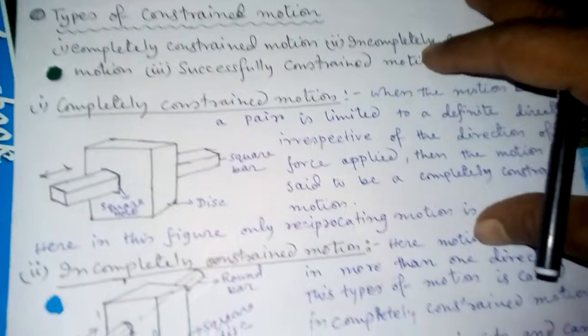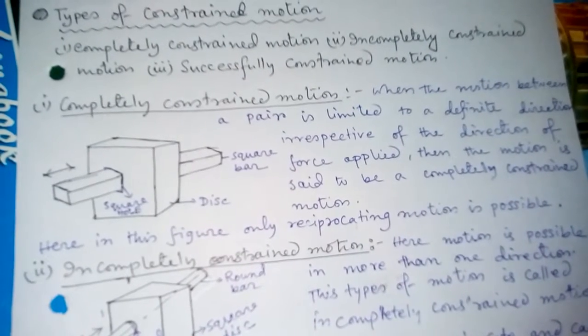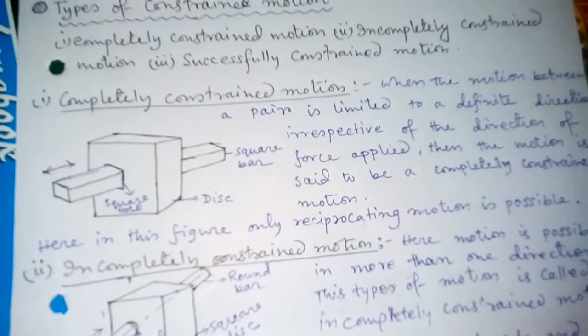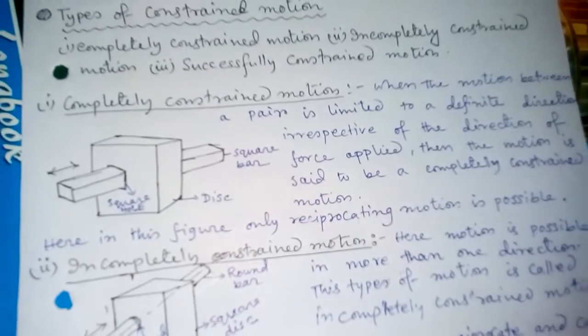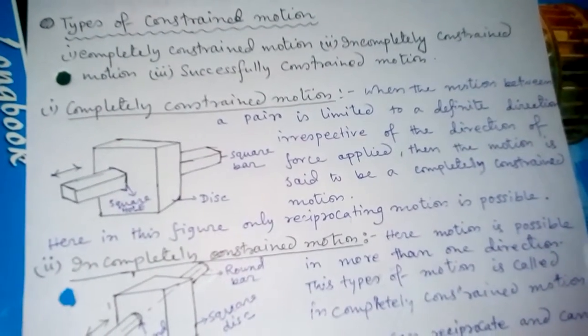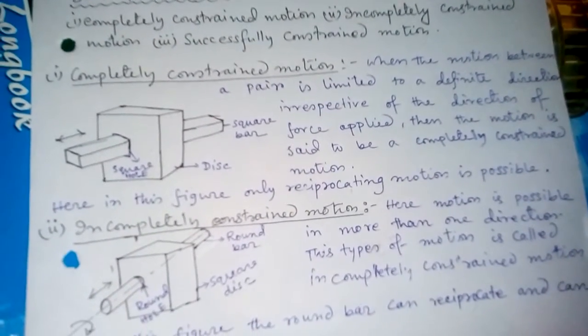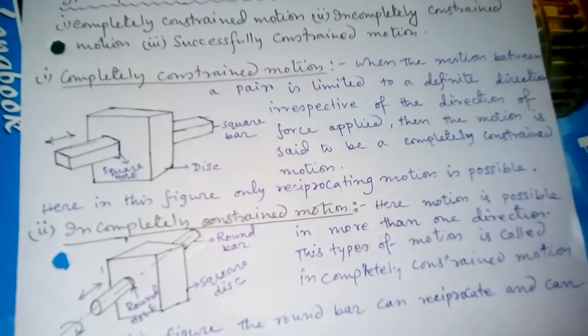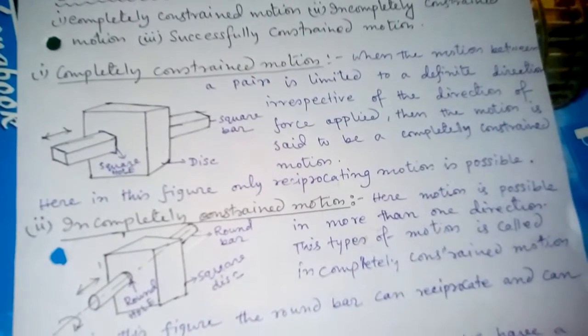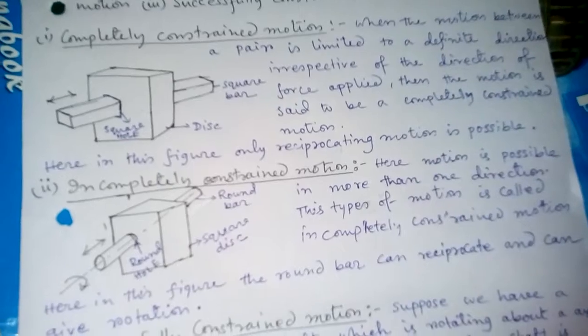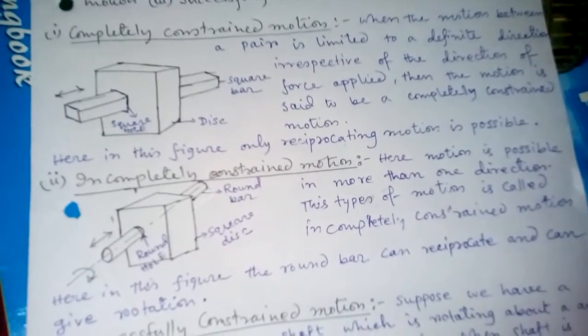Completely constrained motion. What is completely constrained motion? Completely constrained motion is when the motion between a pair is limited to a definite direction irrespective of the direction of force applied. Then the motion is said to be a completely constrained motion.